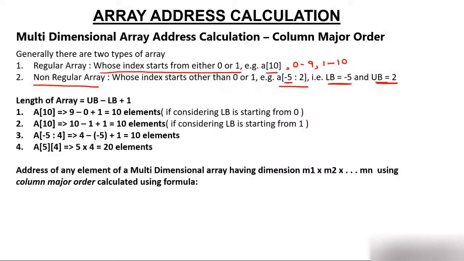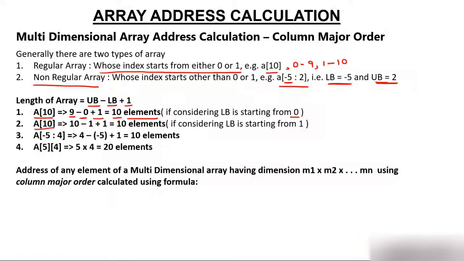First concept. Second concept, length of array. What is the length of an array? Upper bound minus lower bound plus 1. Suppose you have array A[10]. What is the upper bound? Suppose it's starting from 0, so the upper bound will be 9 and the lower bound is 0. So 9 minus 0 plus 1 is 10. Yes, A[10] has 10 elements, if considering 0 as the lower bound.